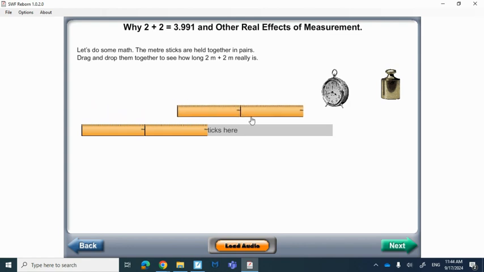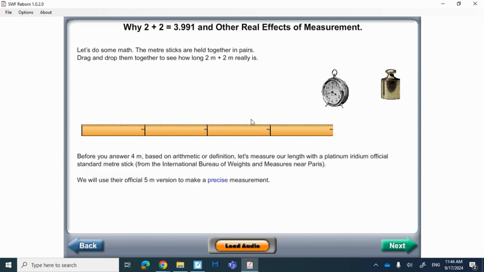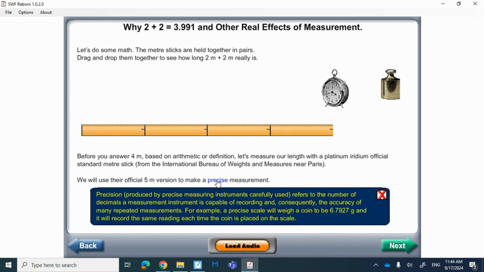So it says, let's do some math. Let's put two 2-meter rulers together and see how long it is. And basically, okay, well, it's around 4 meters. Of course, it's logical, right? So let's measure our length. We're going to compare in the pages later to the official, perfectly, thought of as perfect length of an actual meter. And so basically, there's a 5-meter version apparently to make a precise measurement.